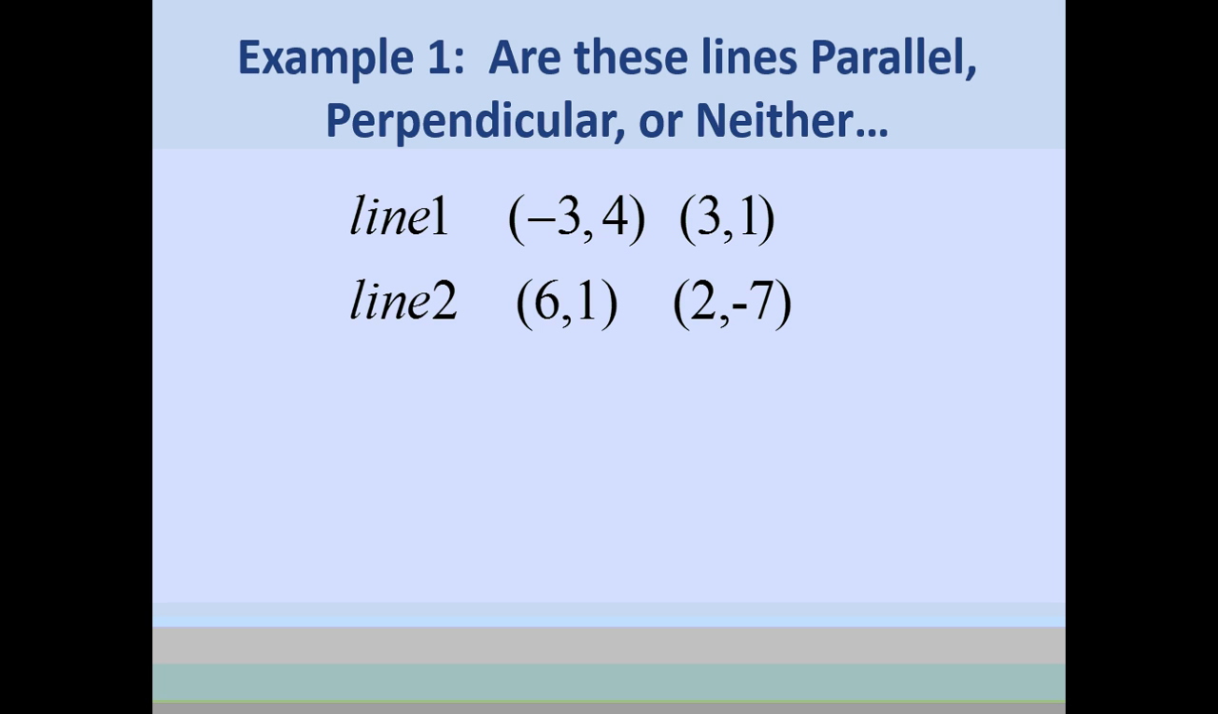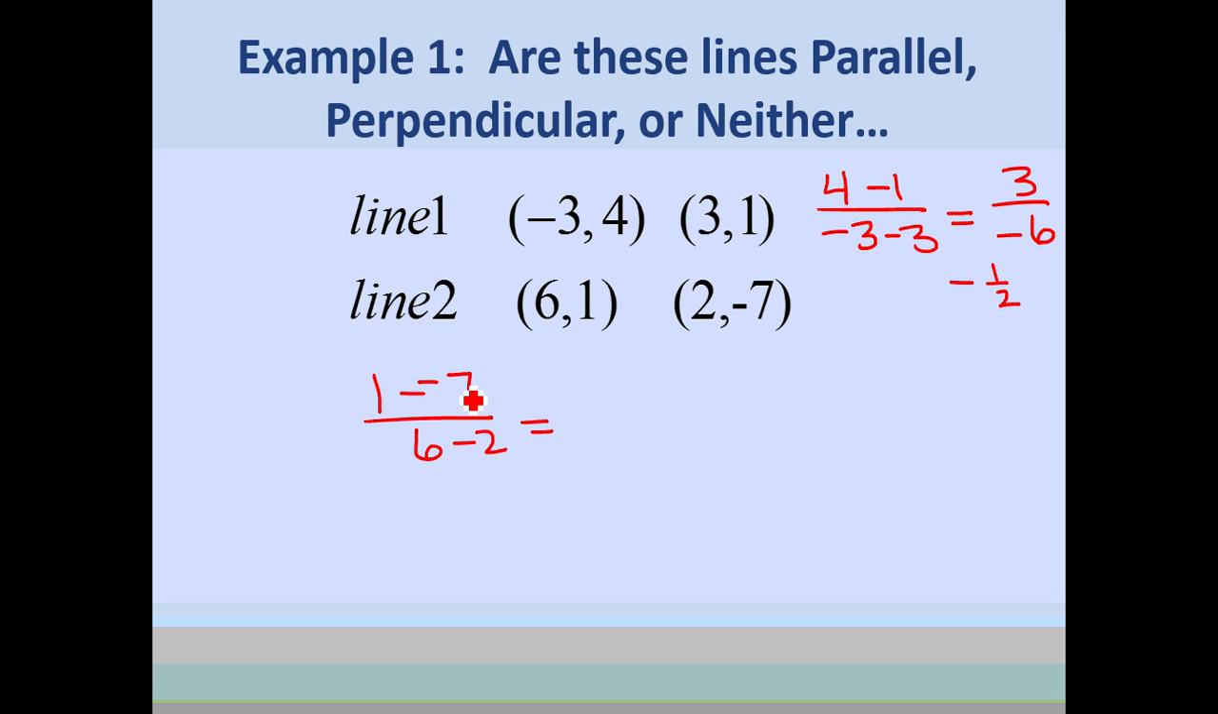So are these parallel, perpendicular, or neither? Well, we can prove this by simply taking the coordinates and calculating their slope. So find the difference of the y's, 4 minus 1 over -3 minus 3. This would become 3 over -6, which is -1/2. And then for these here, the difference of the y's, 1 minus a -7 over 6 minus 2. So 1 minus a negative 7 would be 8. 6 minus 2 would be 4. This is a positive 2.